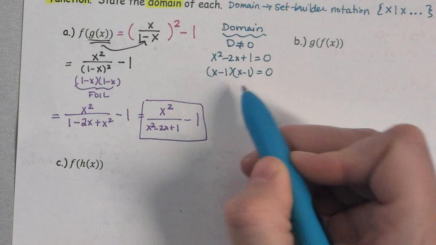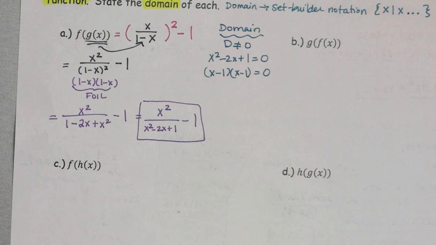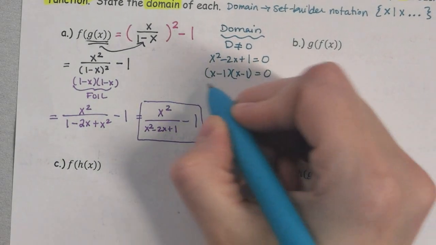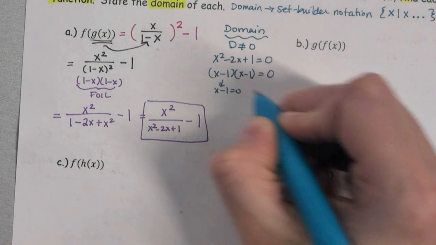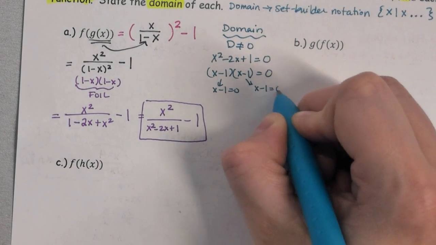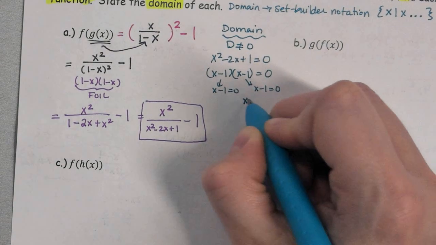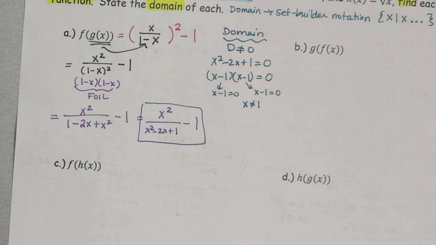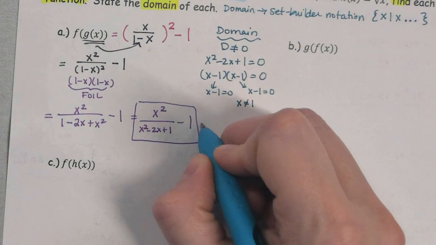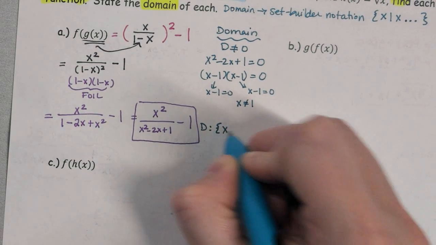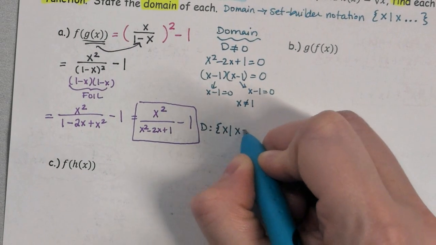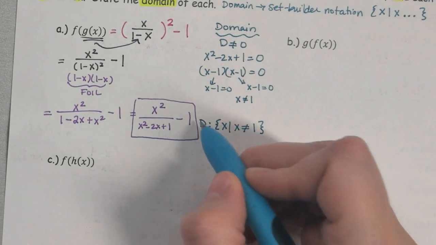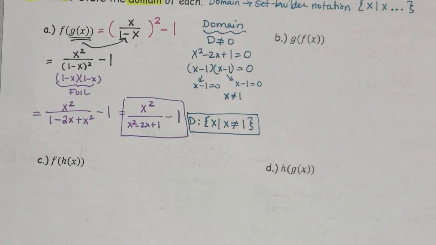Right? x times x is x squared. This would be minus 2x plus 1. Okay, and then set each one equal to 0 and solve. Now remember, whatever you get, in this case, you would get x equals 1 for both of them, but you have to make sure when you're writing your domain, you cross it out. So the domain is x can be any number except for 1. So all real numbers x such that x cannot be equal to 1. So that's how you'd write your final answer.